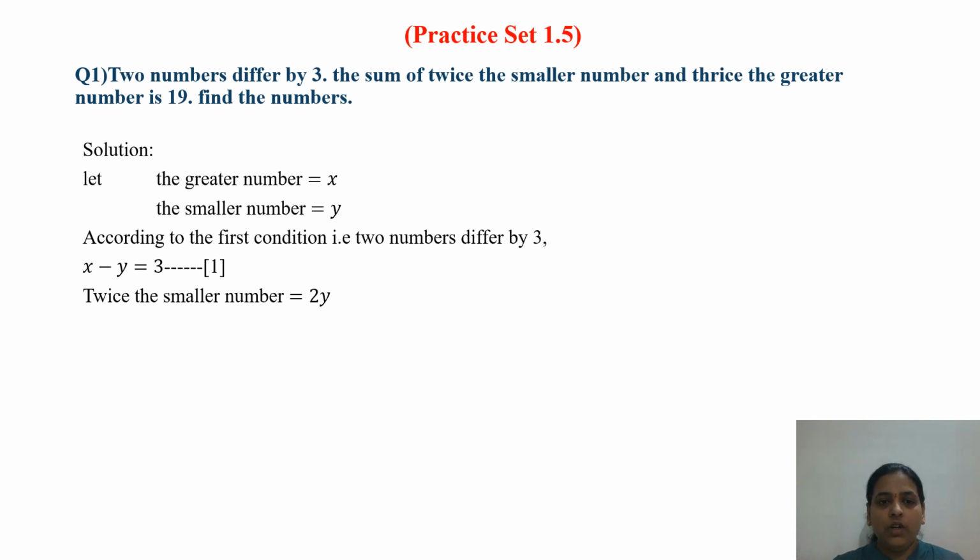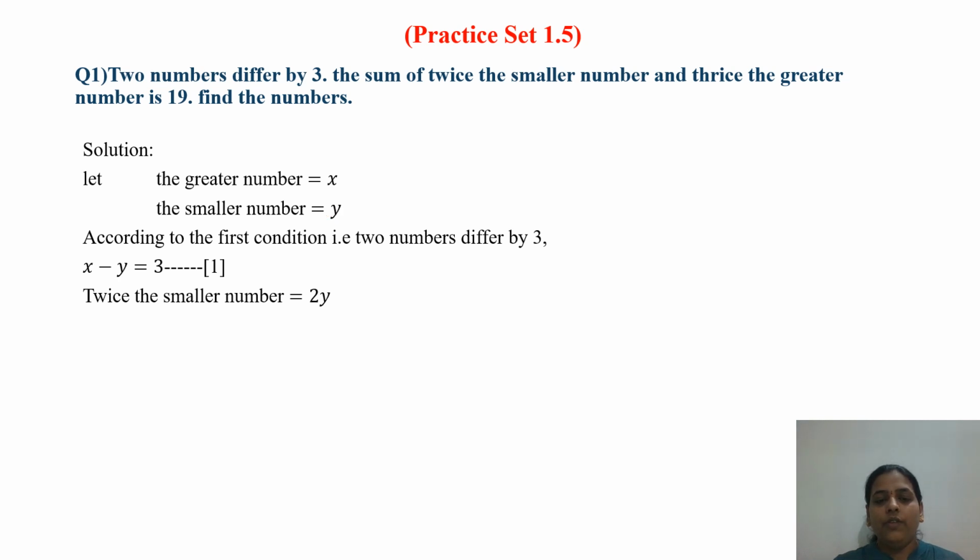The smaller number is y, and we want to calculate twice the smaller number. So we multiply 2 by y, and your answer is 2y. Understand this?